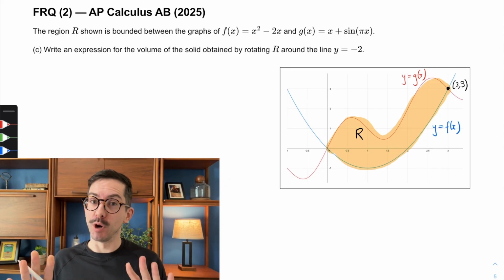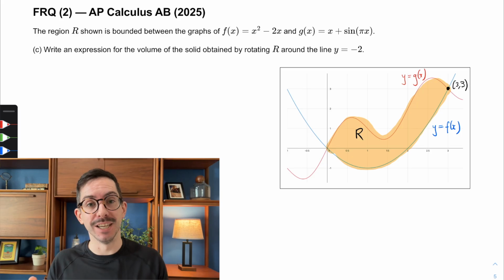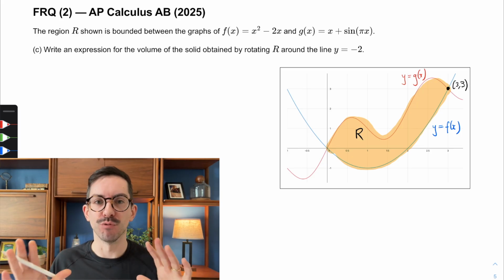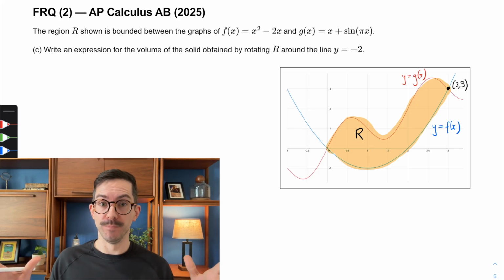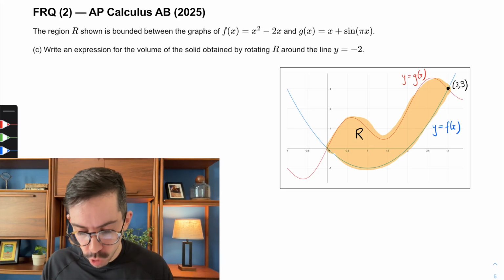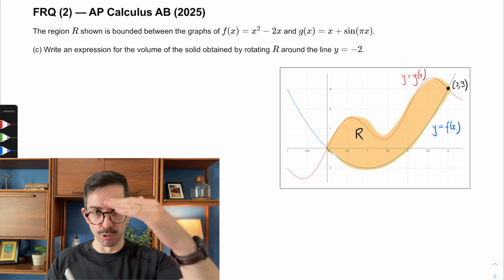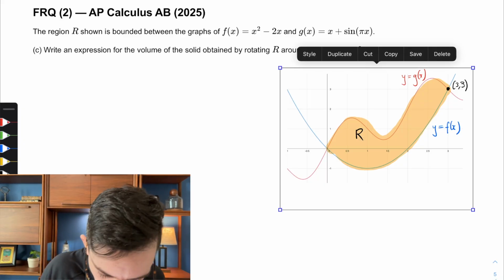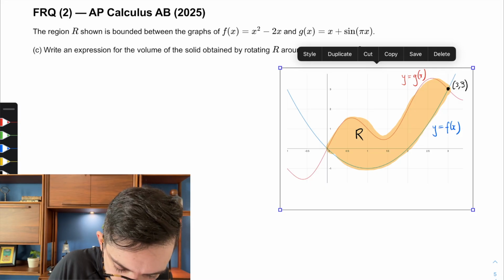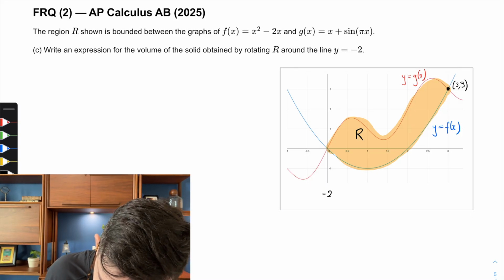Okay, in part C, they're again asking us to work with the volume of a solid, but they're giving us a little bit of a break because we don't actually need to calculate it. We just need to set it up, actually write down an integral, an expression that is equal to the volume. And here, the volume we are generating is via a rotation. We're rotating the region R around the horizontal line y equals -2.